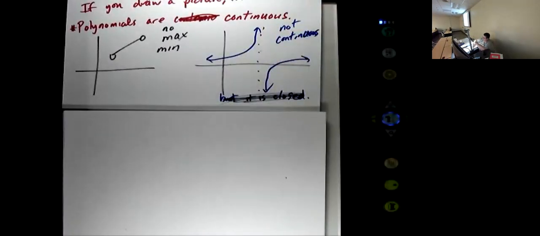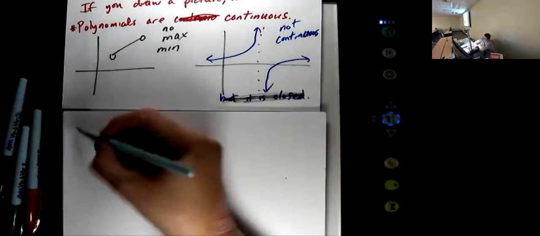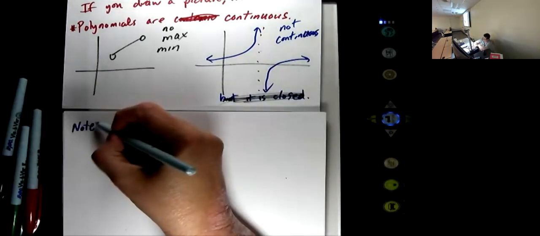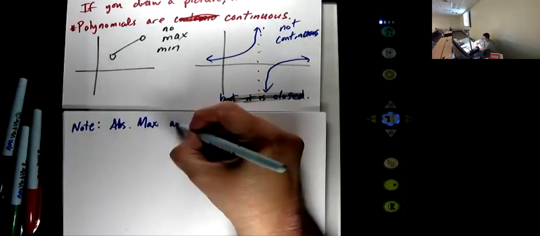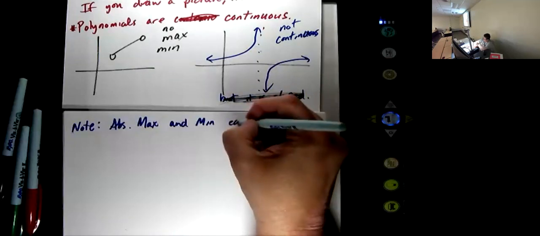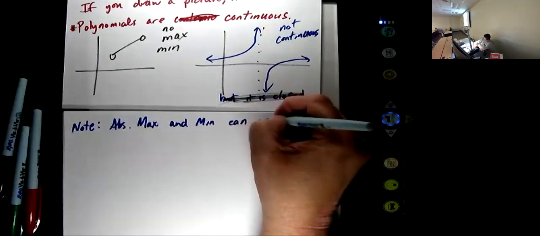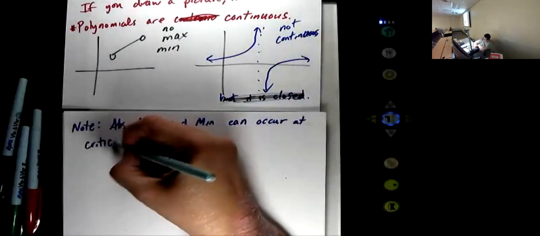And you guys could help reason it out in the beginning with a little bit of encouragement. The absolute max and min can occur at critical points or endpoints. Just to put it in one sentence.